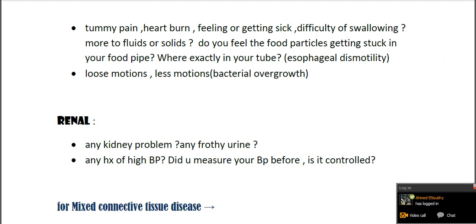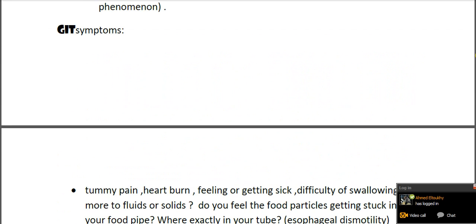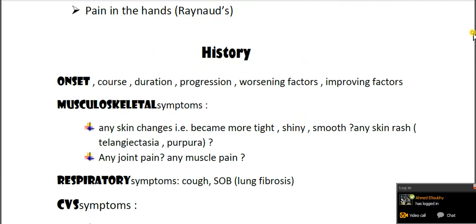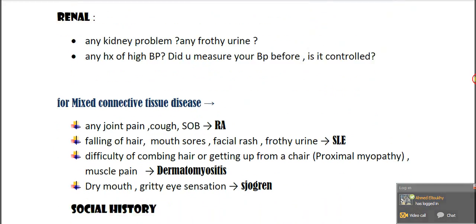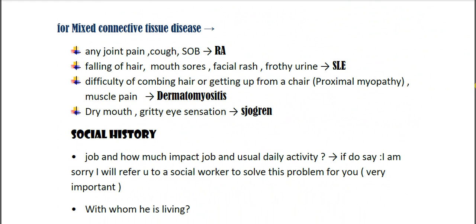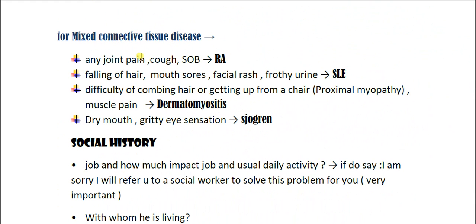Like that, we finished the systemic review related to systemic sclerosis. After that, we have to take history of the other overlapping syndrome or other mixed connective tissue disease, like in rheumatoid arthritis or SLE. We have to ask about other mixed connective tissue disease. Any joint pain, any cough, shortness of breath for rheumatoid arthritis, but we asked about cough and shortness of breath before, no need to ask again.